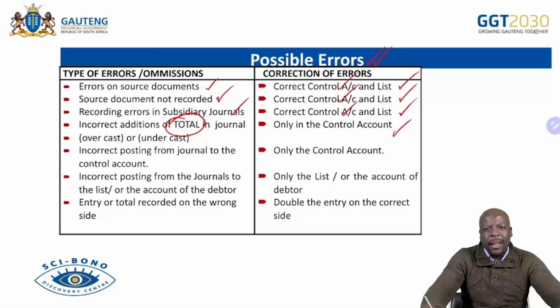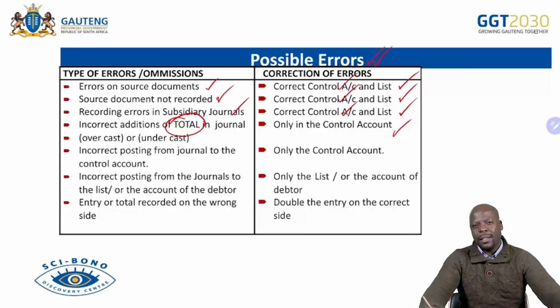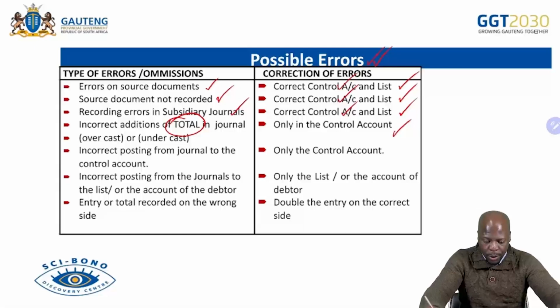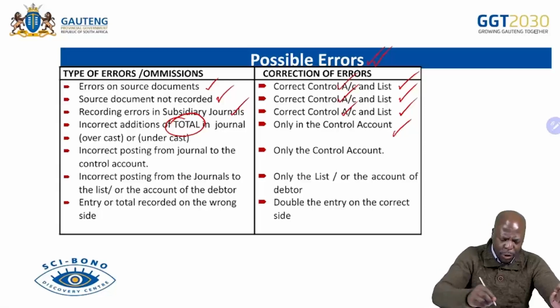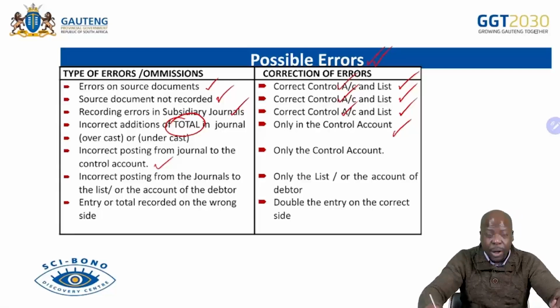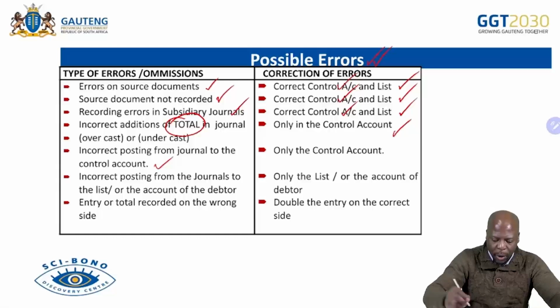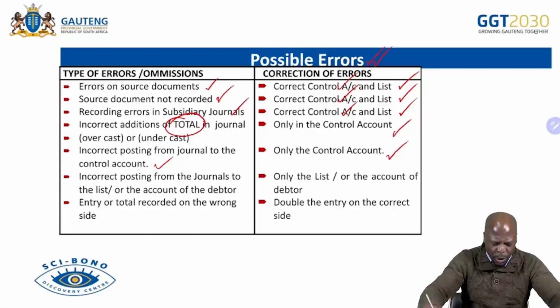So once there's an error with totaling, costing, it has to go to the control account. And if there's incorrect posting from the journal to the control account, we will therefore correct it only on the control account.